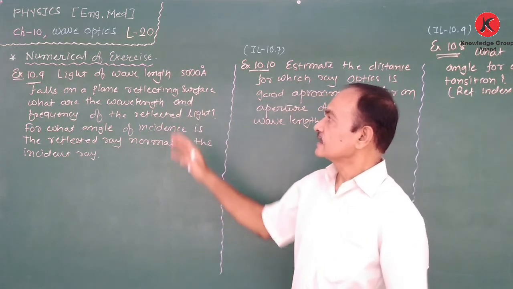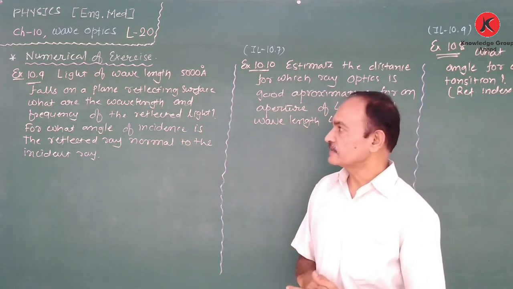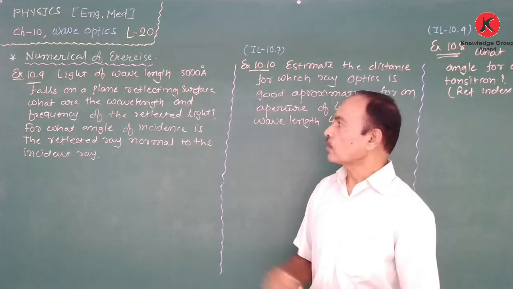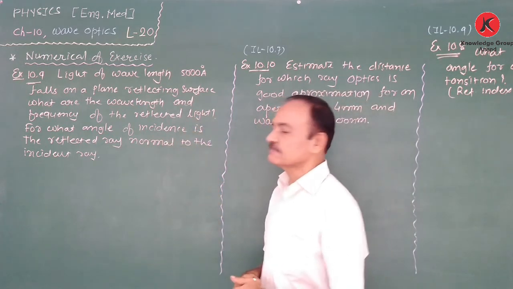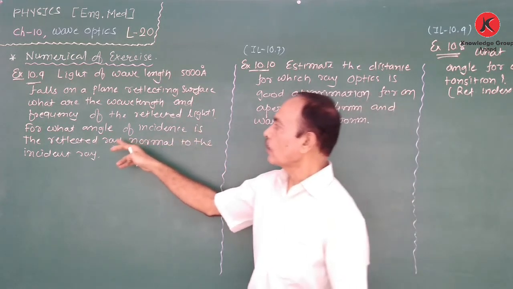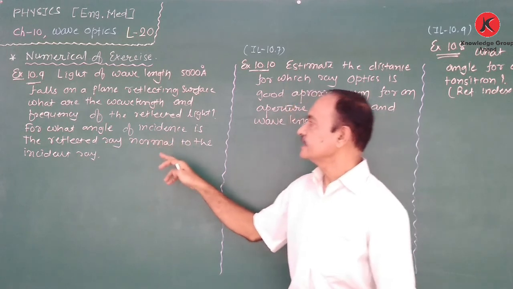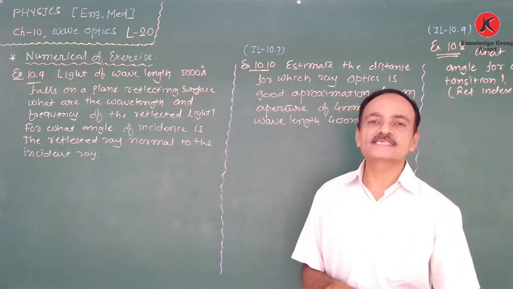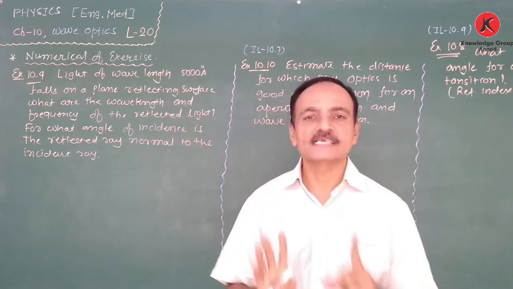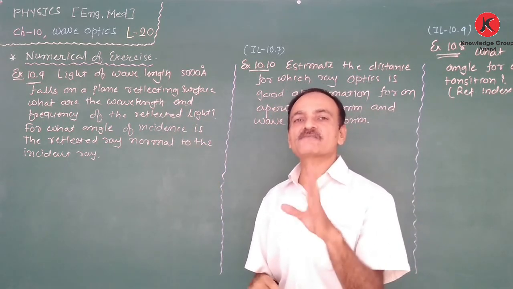Now, what is given? Light of wavelength 5000 angstrom falls on a plane reflecting surface. What are the wavelength and frequency of this reflected light? And also, we have to find out for what angle of incidence the reflected ray is normal to the incident ray. Now listen, here the wavelength does not change during the phenomenon of reflection. Only the frequency is changed.